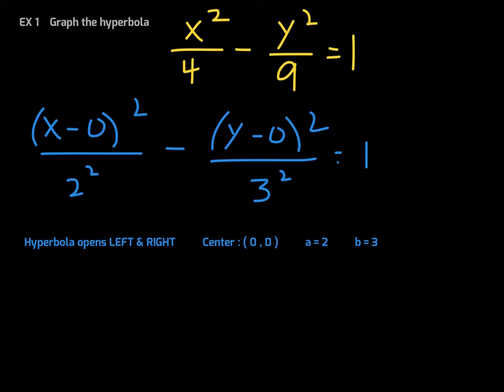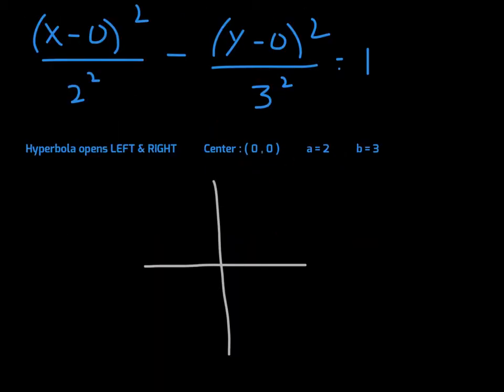All right, watch this. I'm going to show you how to graph this hyperbola. First things first, let's plot our center. So our center is 0, 0. Now, if I move to the left and to the right 2 units, I'll hit my vertices. Remember, A gives you the distance from the center to the vertices. So 2 units to the left and 2 units to the right. Okay, so these are my vertices.